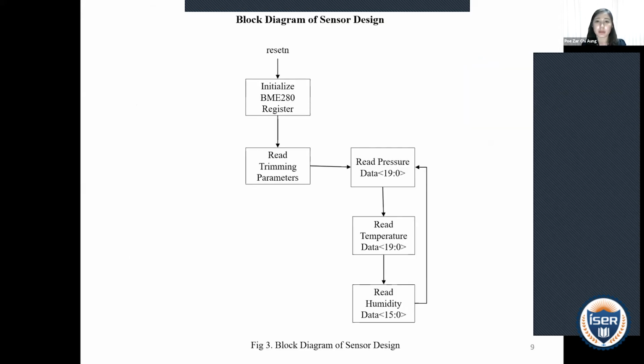This is the block diagram of the sensor design. Firstly, initialize the BME280 sensor, and then read trimming parameters, read pressure data 20 bit, read temperature data 20 bit, and humidity data 16 bit.